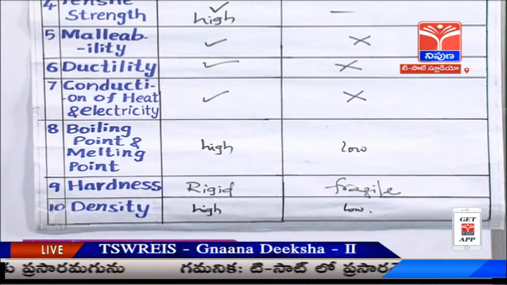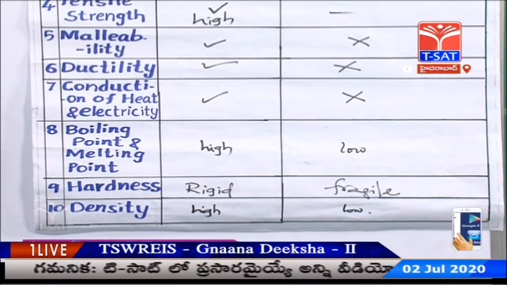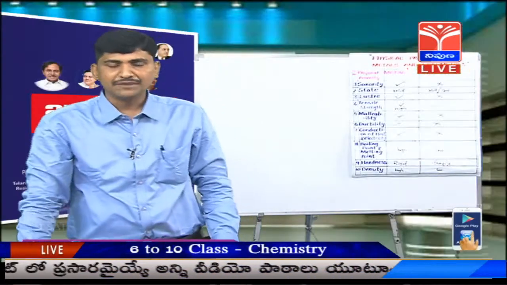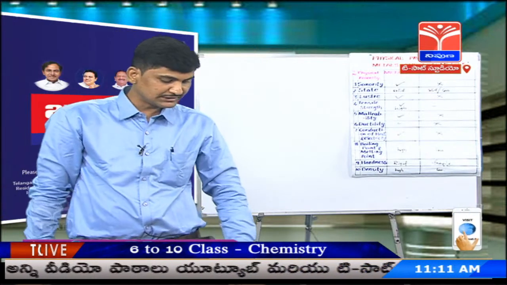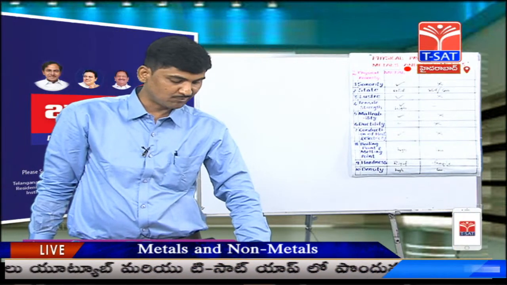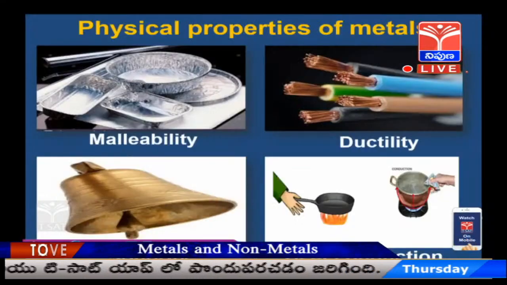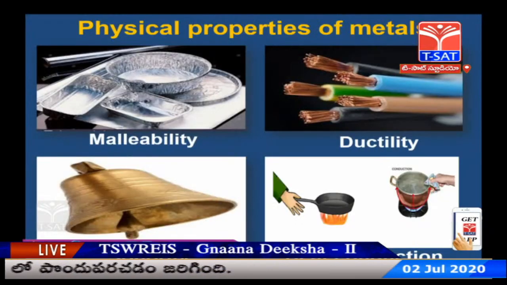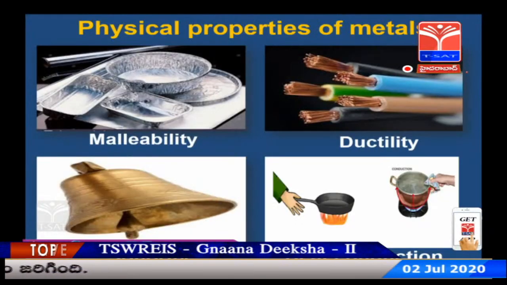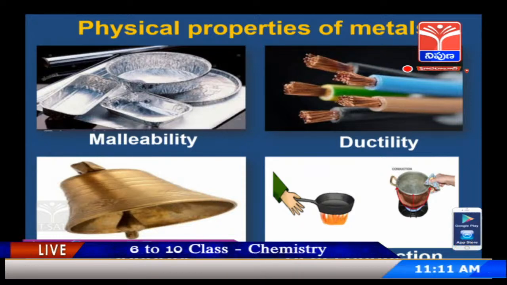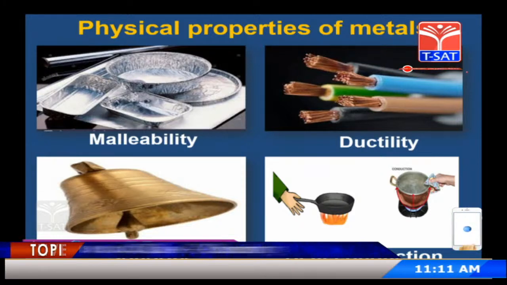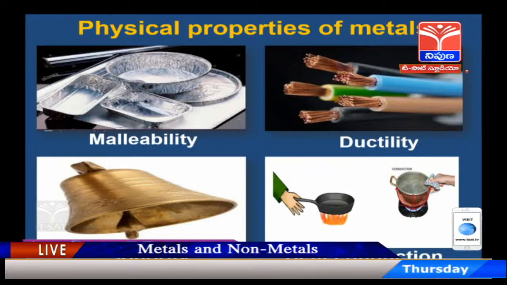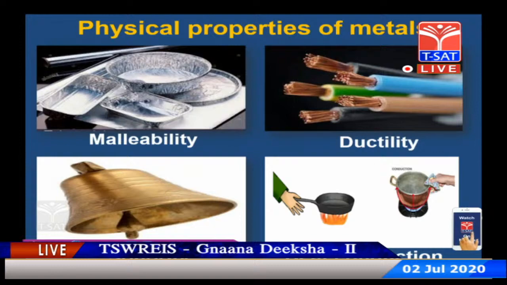So, like this we can discuss various physical properties of metals, and I will show you one slide to see the importance of physical properties, children. You can see here some aluminum food packing materials, wire cables, a bell, and heat conduction vessels in the kitchen. These are the uses of physical properties of metals.